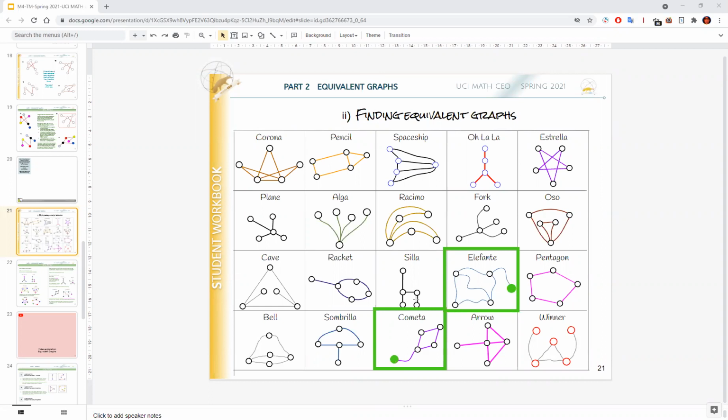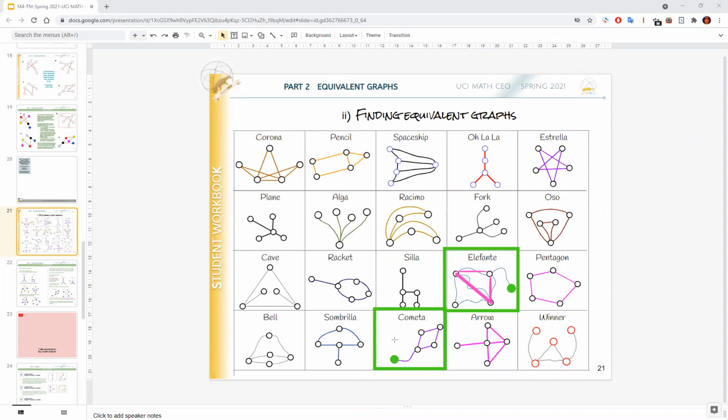For example, Elefante has a triangle, but Cometa has no triangle. So that's a property that can tell them apart, that can separate them, right? So in Elefante, I can find these lines that form a triangle. So it has a triangle, and Cometa doesn't have a triangle. Another way to tell them apart is counting lines. So here it works. Cometa has only 5 lines, right? 1, 2, 3, 4, 5.